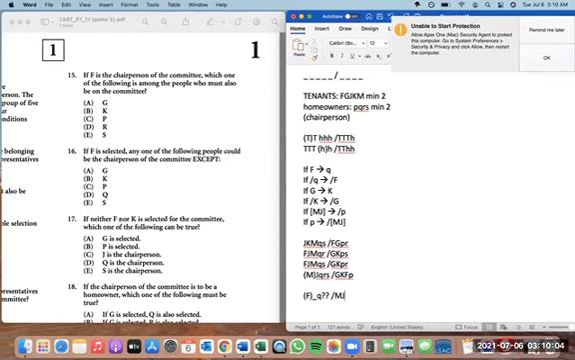Certainly not going to be M and J because they're stuck together. Can't be G because if we have G, we also have to have K. So it's going to have to be K. And that's the other one that has to be on the committee. So answer choice B is the correct one there.